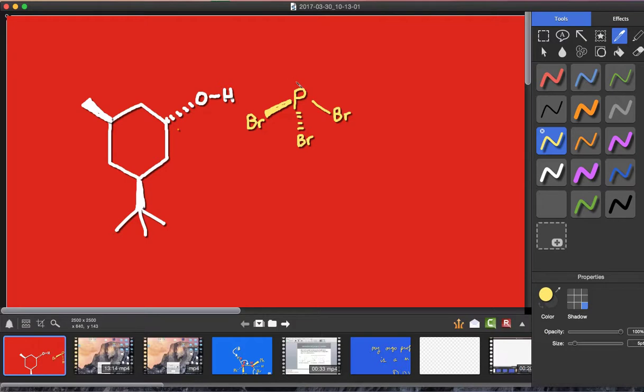Now, phosphorus does have a lone pair of electrons, but it is electrophilic, overwhelmingly electrophilic, because it's making three bonds to bromine, which is significantly more electronegative than phosphorus. And so in our first SN2 process, the lone pair of oxygen will attack the phosphorus, and then one of these phosphorus-bromine bonds will break in a heterolytic manner.